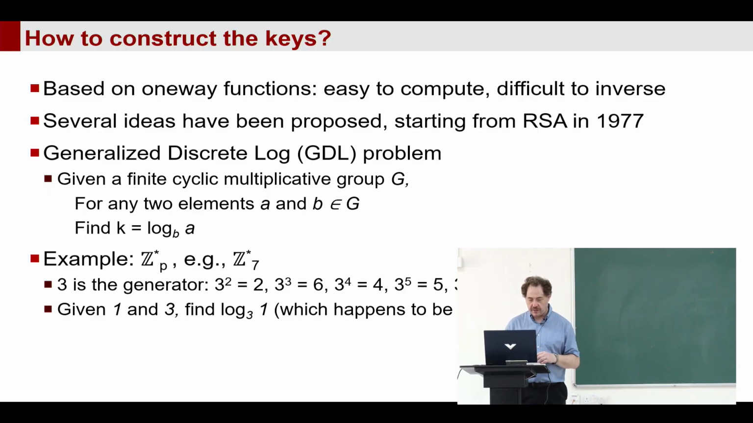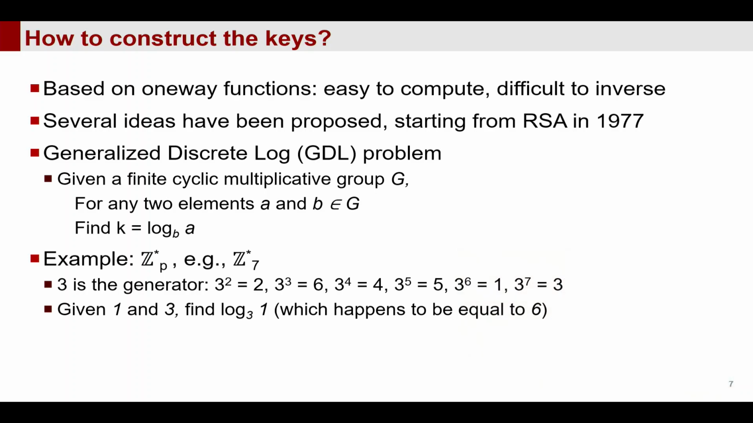So for this group created by the prime number 7, the generator would be 3. 3 to the second is 2, 3 to the third is 6, 3 to the fourth is 4, 3 to the fifth is 5, 3 to the sixth is 1, and 3 to the 7th is 3 again. So we exhausted all the members of that group.